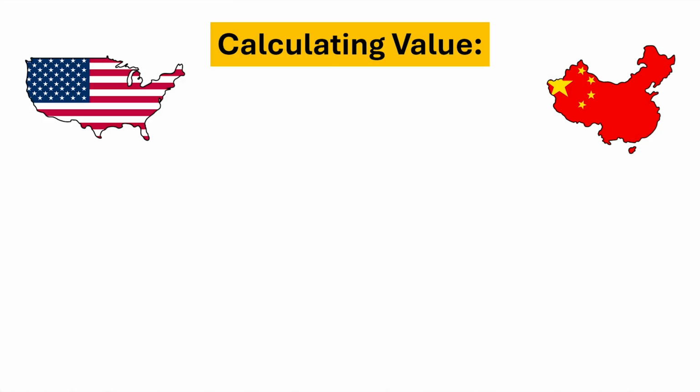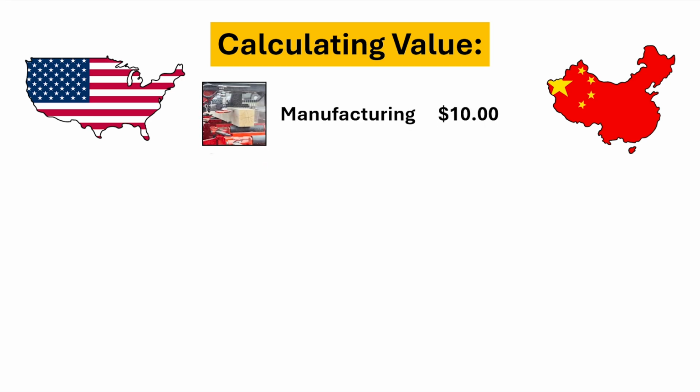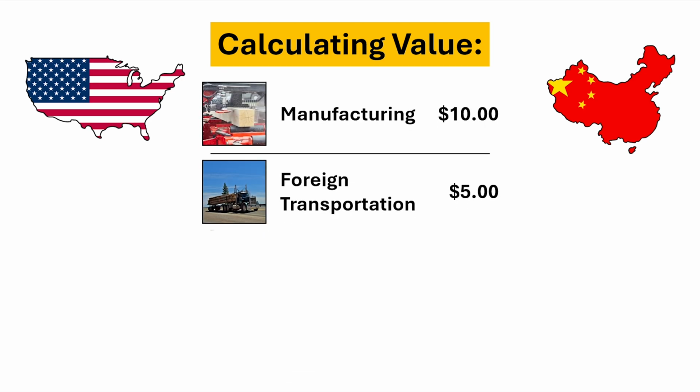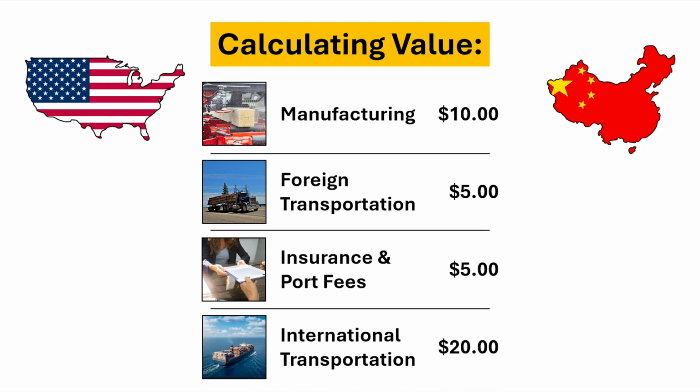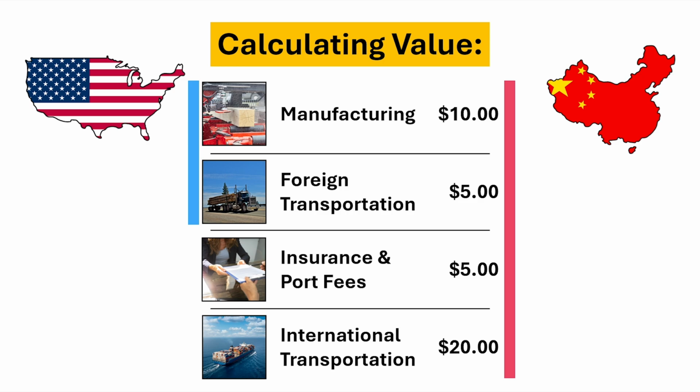So how do we compare the duty of goods with different values? Well, before imported goods make it to the destination country, there are several costs that are incurred. We have the manufacturing cost, we have the transportation cost in the foreign country where the goods are manufactured, and we have things like insurance, port fees, brokerage fees, and other international transportation costs. However, the US only uses the manufacturing and the foreign transportation cost to calculate the goods value, while the rest of the world uses the landed value, so the sum of all costs incurred by the good.